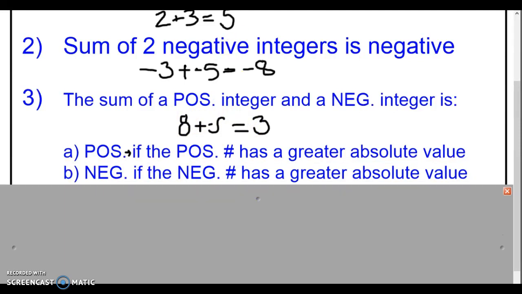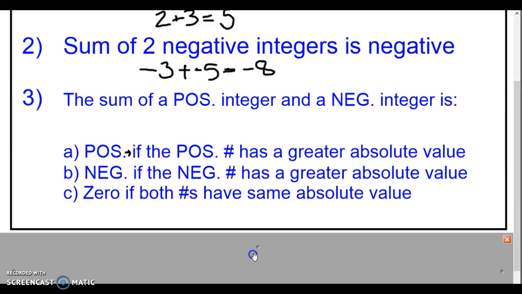Let's look at another one. This one says it's negative if the negative number has a greater absolute value. So if I said 5 plus negative 11, negative 11 has a farther distance away from 0, so it's going to be a negative number, and that would equal negative 6. If you did this with chips, you would see that there's more red tiles than blue tiles, and therefore in the end you're going to have more red tiles left over. So it will be a negative number.